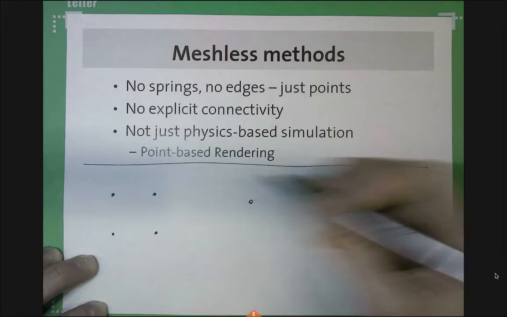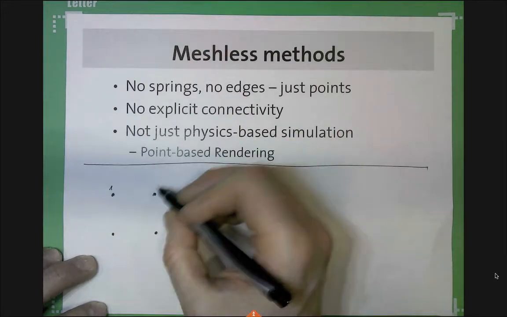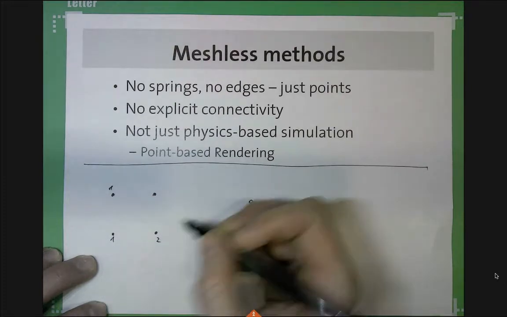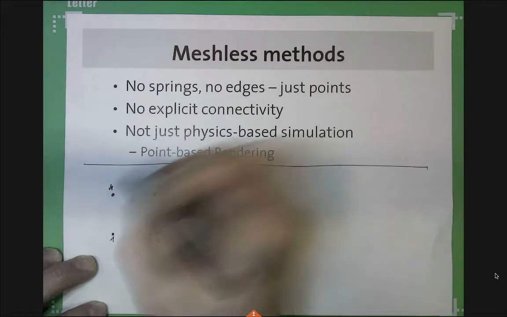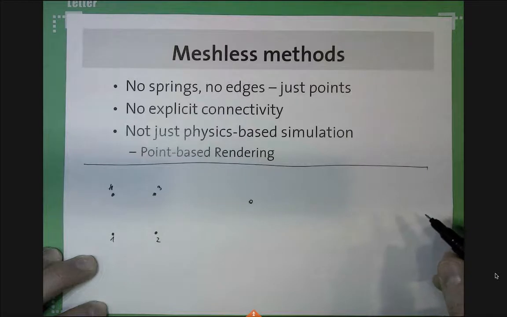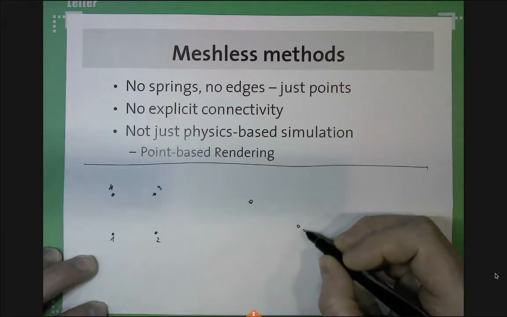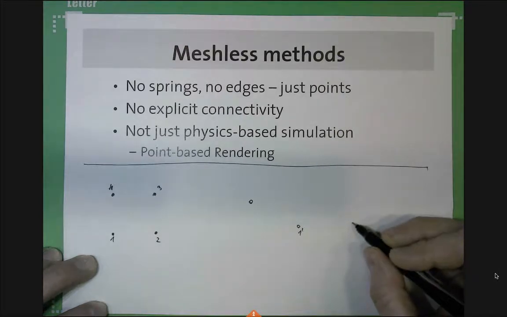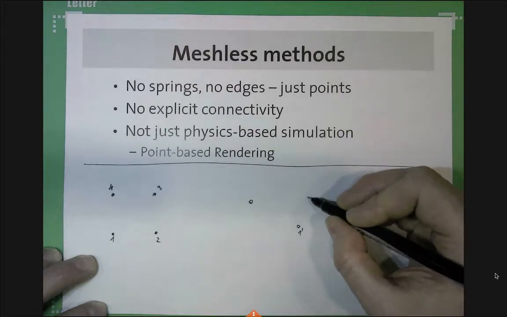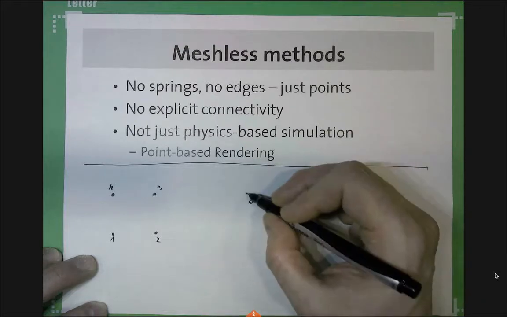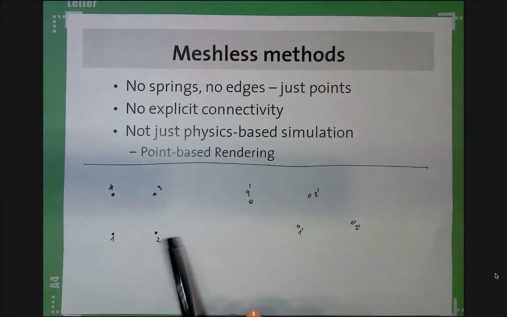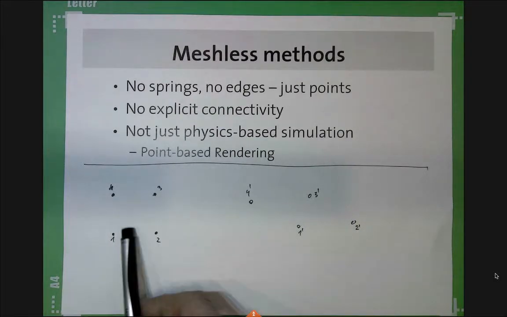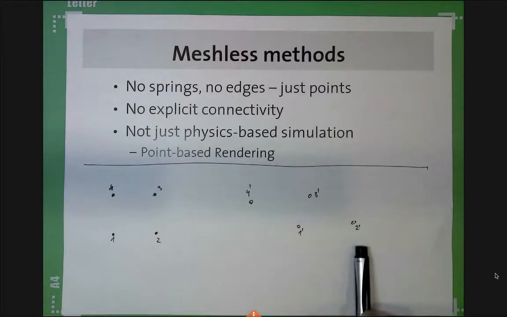So this was vertex one. Oh no, let me make it compatible with this line. 1, 2, 3, 4. And let's say that during my simulation vertex one went to 1', vertex two went to some 2' position, vertex three went to some 3' position, vertex four went here. So this is where I started, this is the rest pose of my object, and I'm simulating it, and currently I'm at this state.